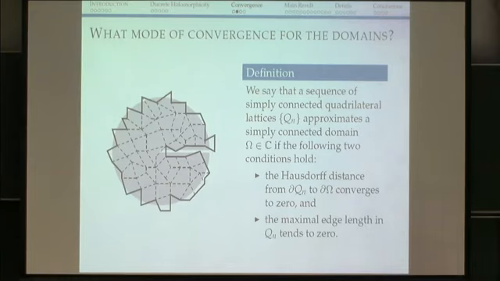And the case where it's interesting is when your simply connected domain is weird, like say the slit disk here. What you want to do in order to make sure that everything works out, so you're sure that you're working with the boundary values along the slit as well, is say that your lattices converge to this domain as long as the Hausdorff distances between the boundaries go to 0. So that ensures that your lattices follow along here, and that the maximal edge length tends to 0, so that you don't have any quadrilaterals that stay macroscopic in the limit. All right, so that's what we mean when we say convergence of the domains.